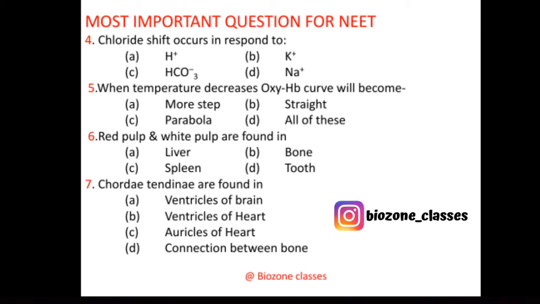Question number 7. Chordae tendineae are found in option A. Ventricles of brain, B. Ventricles of heart, C. Auricle of heart, and D. Connection between bone. So the correct answer is B. Chordae tendineae are mainly found in ventricles of heart.